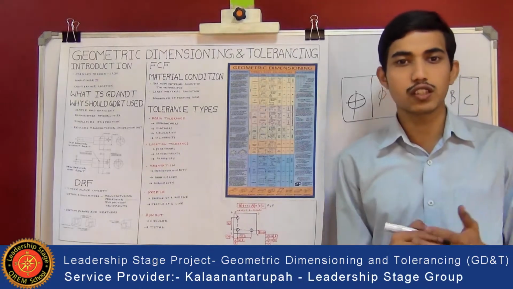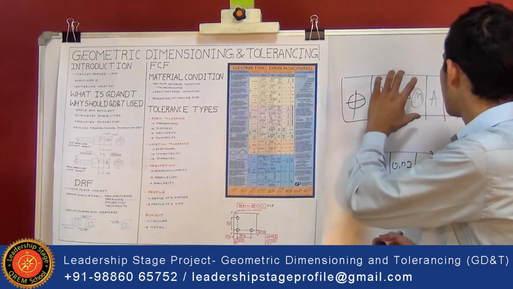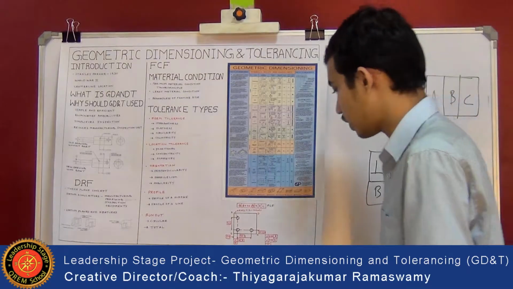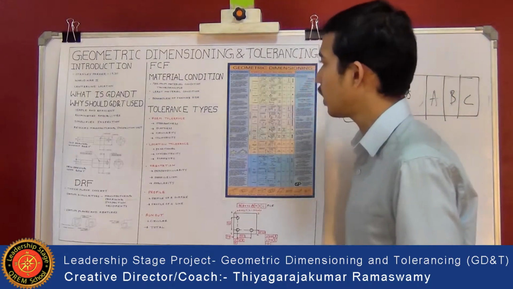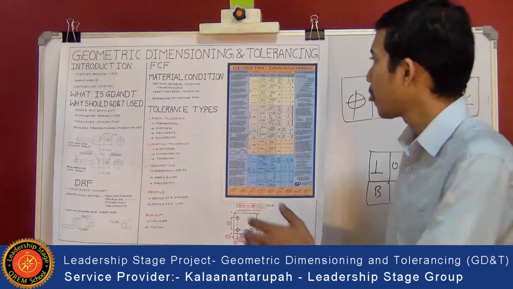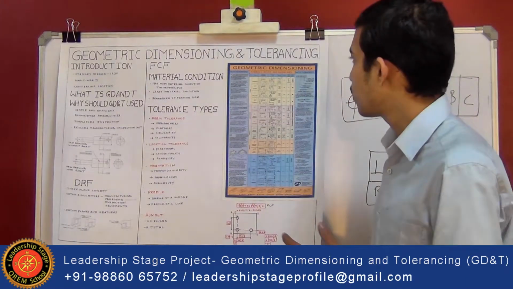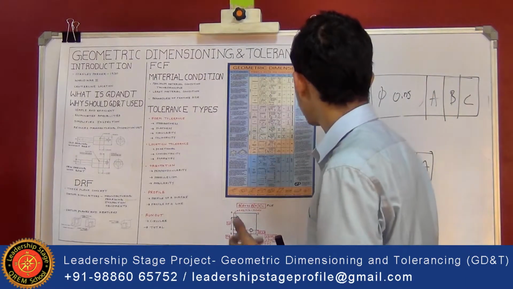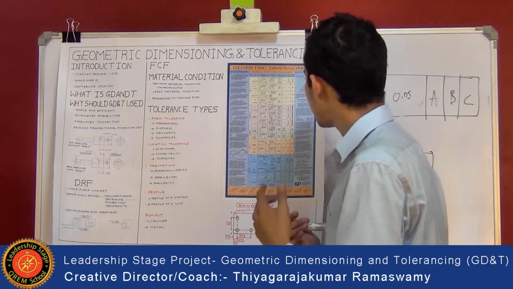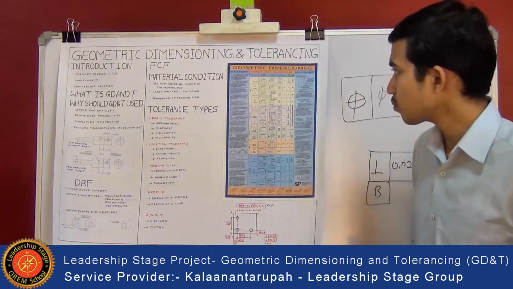RFS means regardless of feature size, where the material condition is not represented. When in a datum reference plane this material condition is not represented, then we can take it as RFS, that is regardless of feature size. Here the material condition is not mentioned. The actual definition of this is a default condition for all geometric tolerance, and here some bonus tolerance is also allowed. Bonus tolerance is nothing but when MMC is modifying a particular tolerance, then the stated tolerance applies only when the feature being controlled is at MMC.